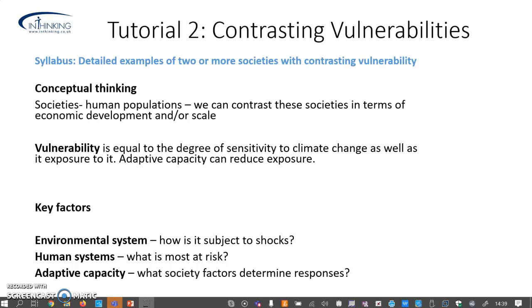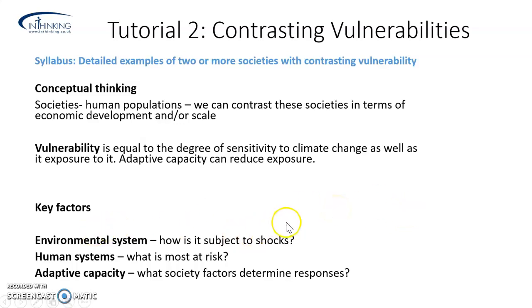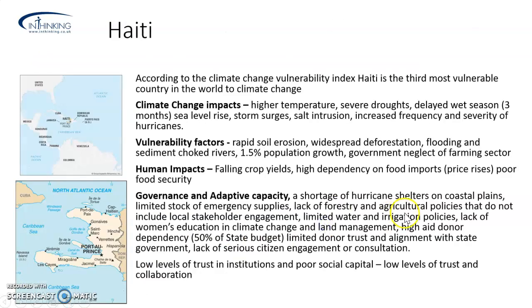You've got then the human system alongside it. What factors are most at risk there? Is there a big exposure to communities? Is there an exposure to water or food yields? And then what capacity is there in that society in terms of its governance and its institutions to respond to those factors? And those three issues all combine to increase vulnerability. So one thing that you might want to consider is pausing this, using these as revision cards and spending more time looking at these examples.